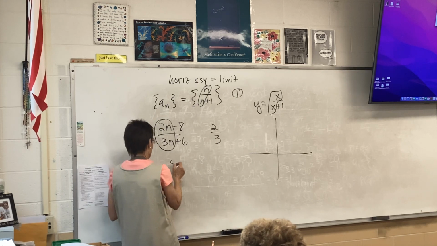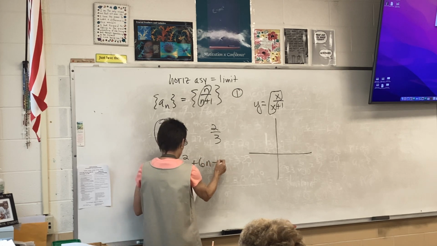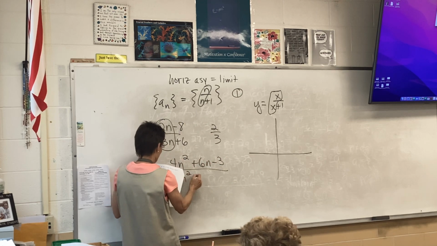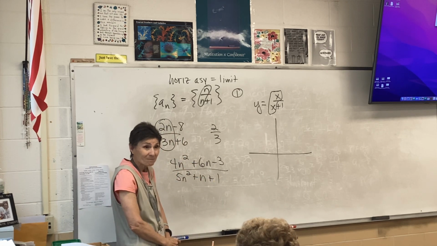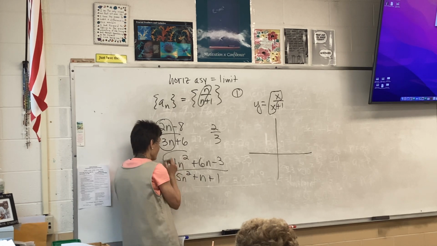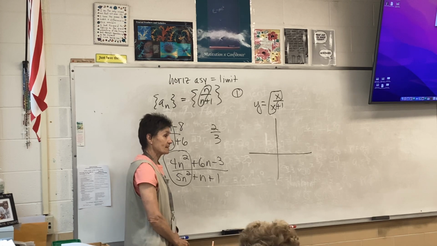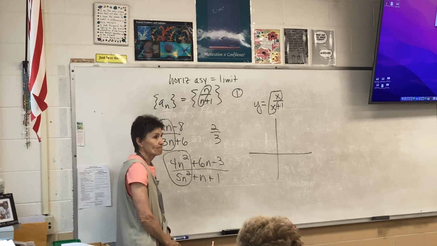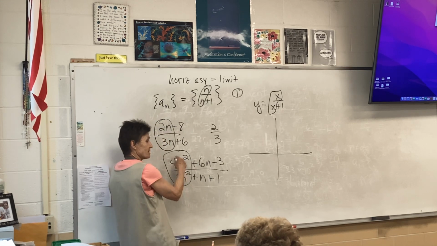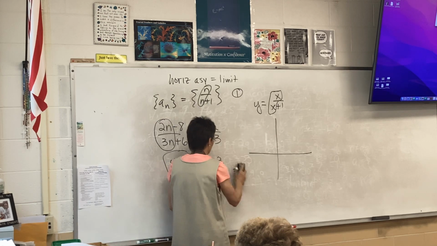How about the next one? 4n, did I skip it? No. 4n squared plus 6n minus 3 over 5n squared plus n plus 1. What's that one? 4 over 5. Remember, we look at the highest power. Because as n gets big, which is what happens when we talk about limits, this is the dominant force of the problem right here. So 4n squared over 5n squared, the limit is 4/5.